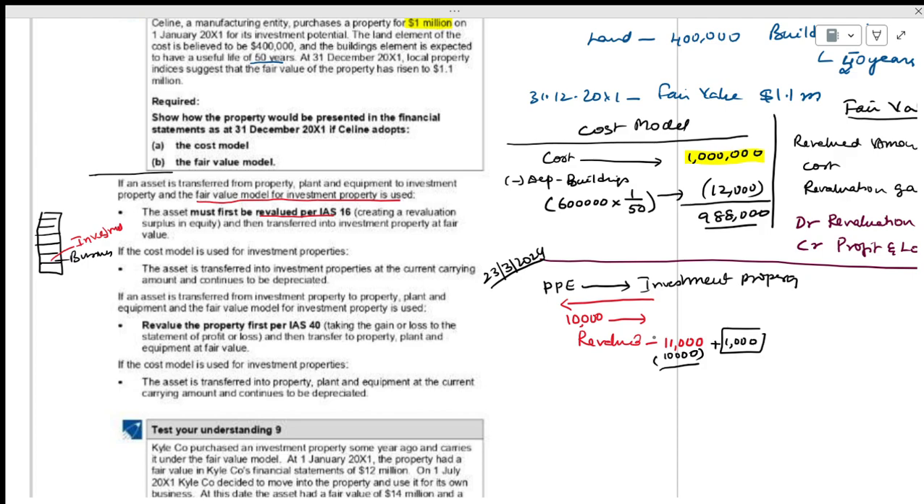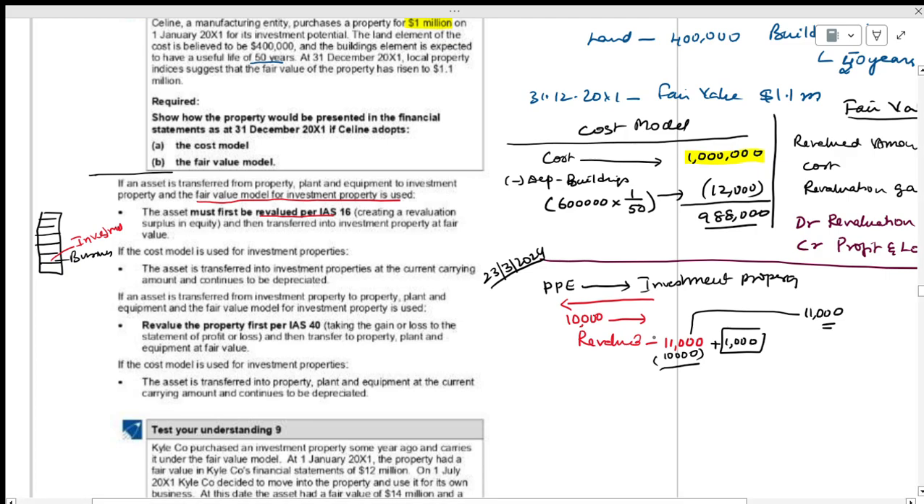And then transfer it into investment property at fair value. First you have to revalue it. Then once you have revalued it, what do we have to do? You have to transfer it to the investment property at the fair value.